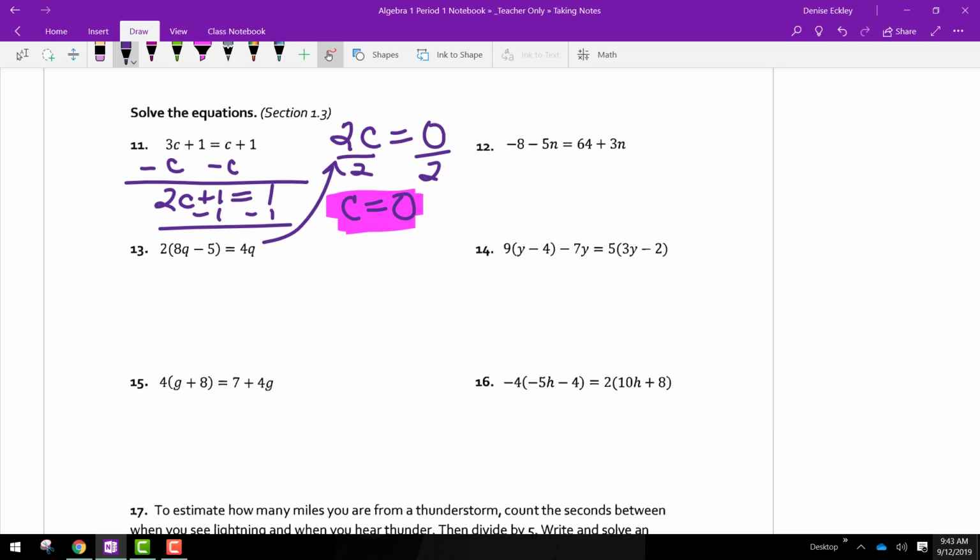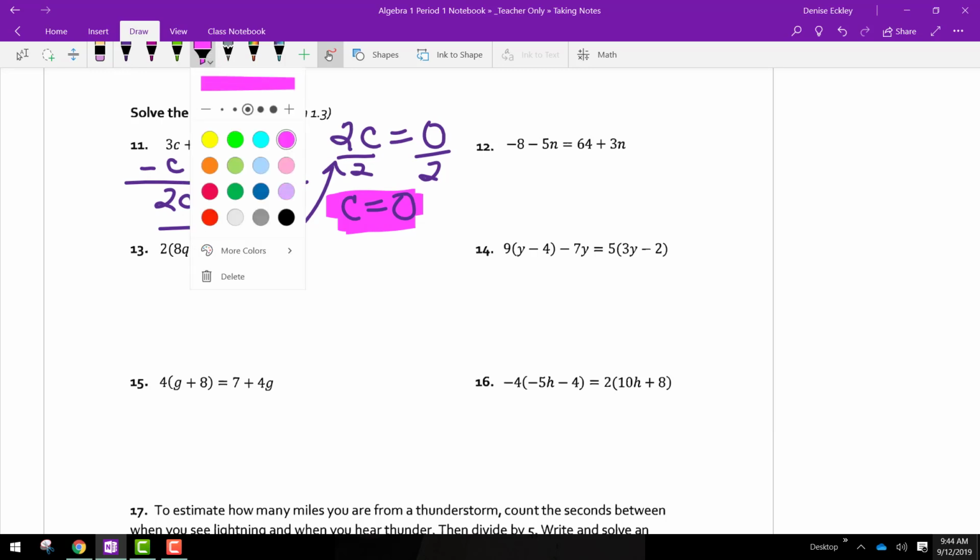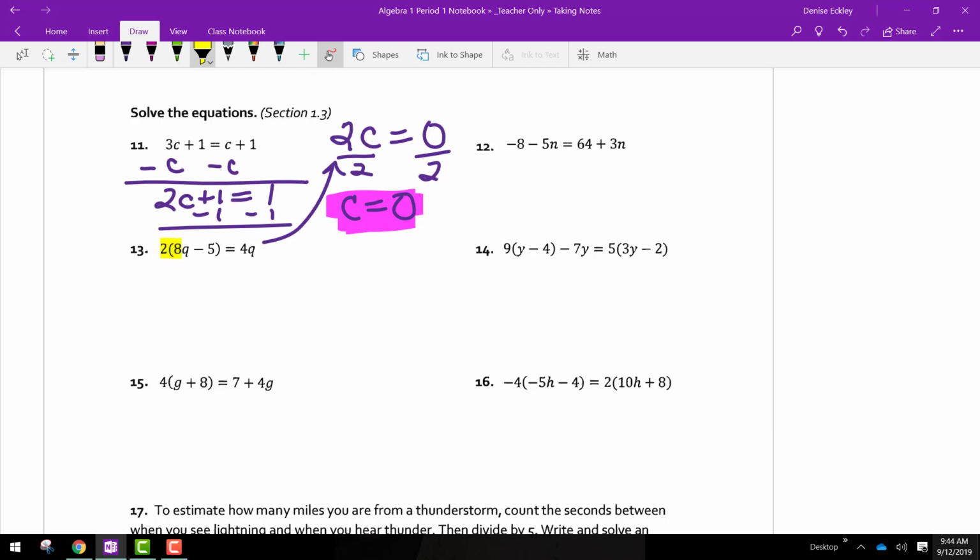The next one I'm going to do is number 13. What we see in 13 is that we have the distributive property. So I'm going to do that first. I'm going to distribute that 2 to the 8 and then to the minus 5. So let's go ahead and do that. So I get 16q minus 10 equals 4q. Now this is one of our special cases with variables on both sides. The 4q is all by itself, so I want to leave it there. So what I'm going to do, instead of subtracting 4q, I'm going to subtract 16q from both sides.